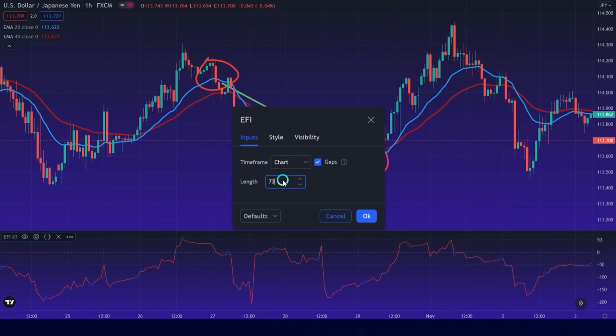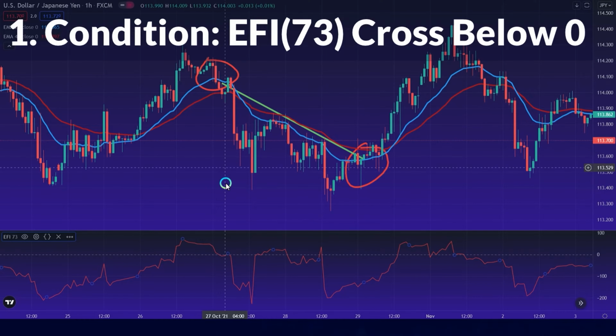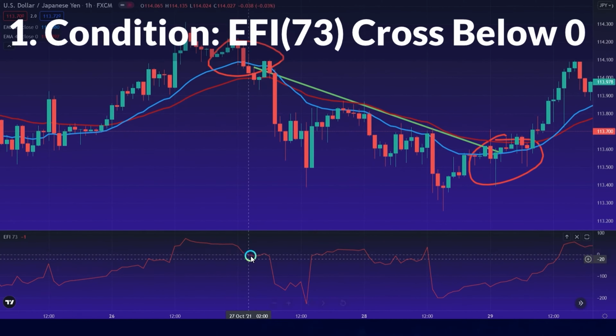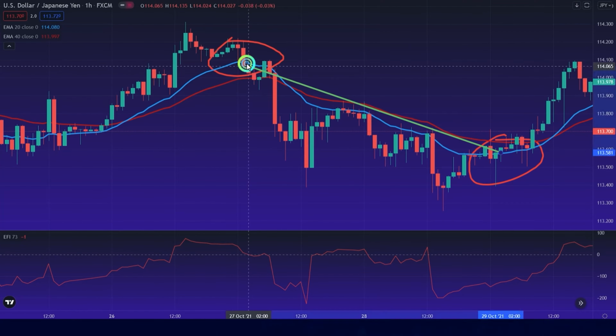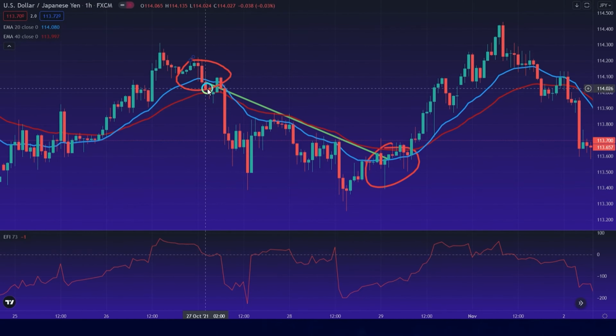So here we will have a 73 period EFI, and our rule is that when the 73 period EFI crosses below 0, then we are taking a sell trade. And as you can see it here, it just crossed below 0, so we could take the sell trade. Of course, here we will have the same set of conditions for the sell exit as we did with the buy exit.